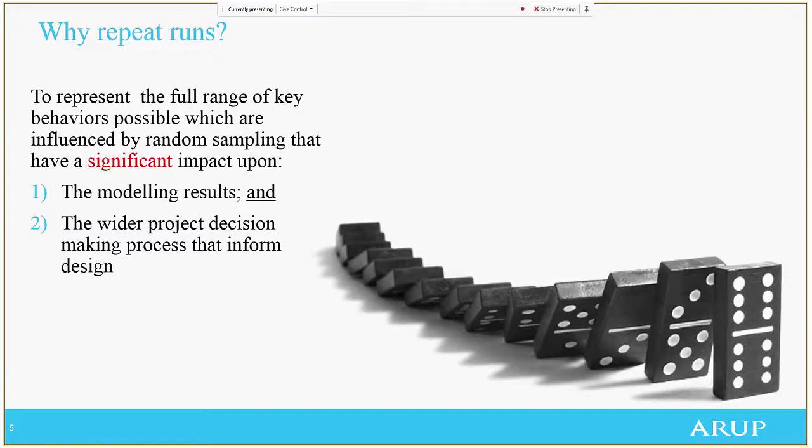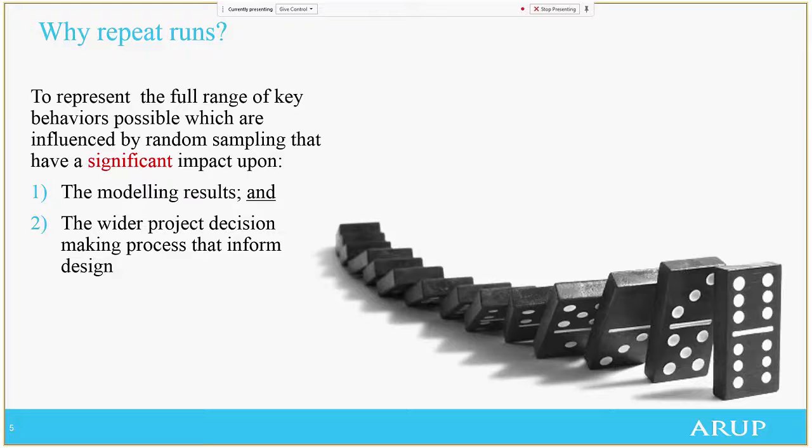So the reason we need to run or repeat run a number of scenarios in evacuation pedestrian models is to represent the full range of key behaviours possible, which are influenced by random sampling, that have a significant impact upon, one, the modelling results, and two, the wider project decision-making process that informs the design.